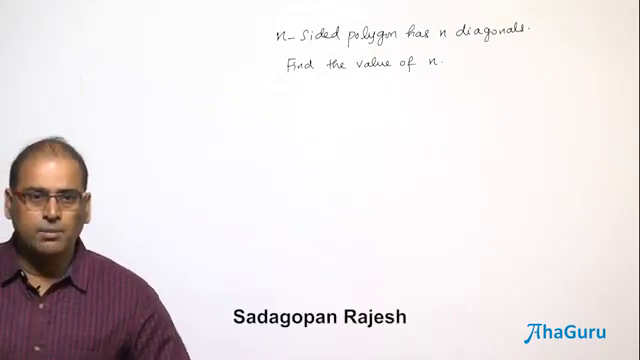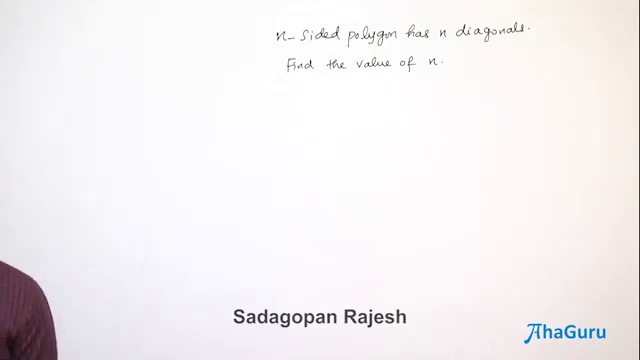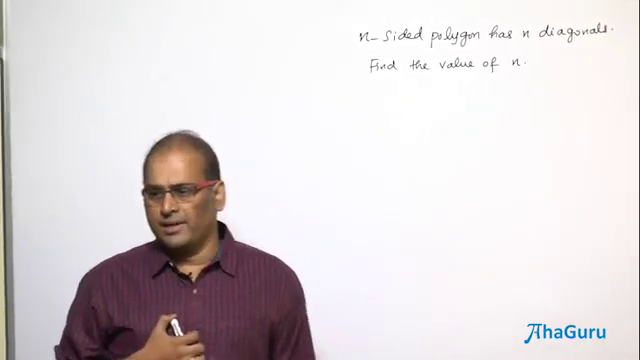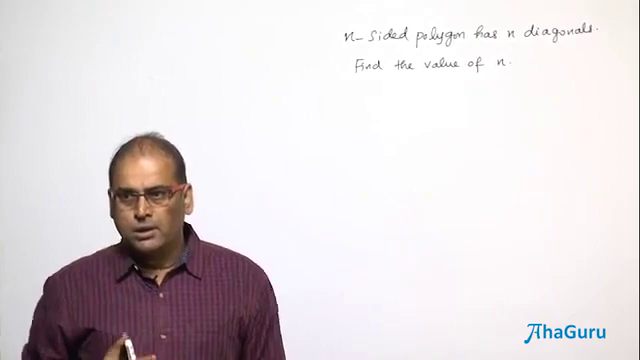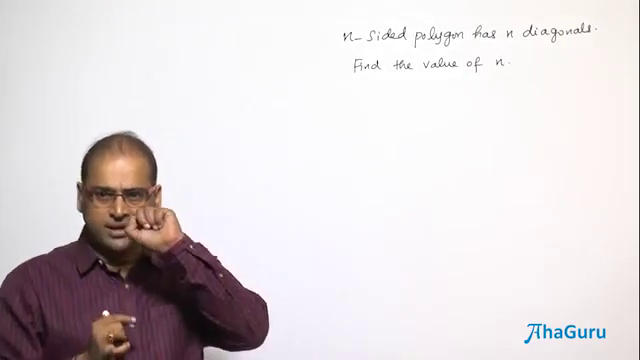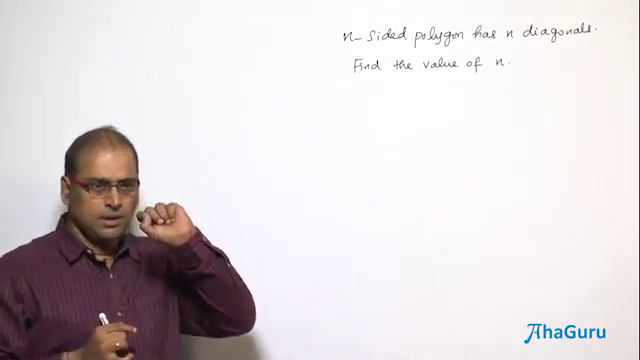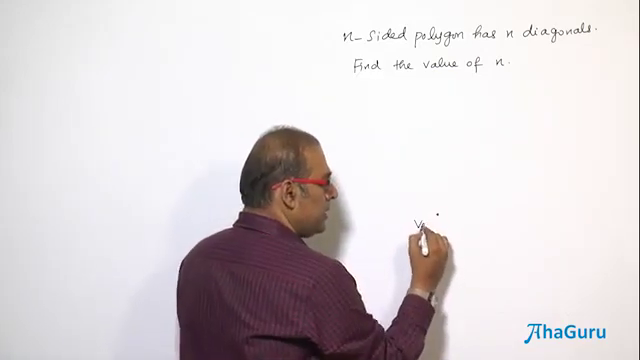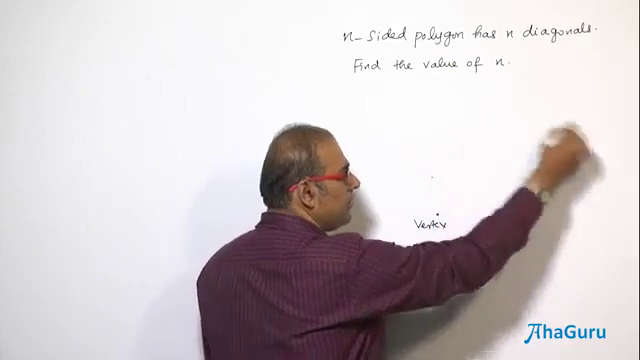So do you know the formula for the number of diagonals of an n-sided polygon? Okay. How did you get that? Let us take one vertex of an n-sided polygon. Remaining, how many do you have? If you take one vertex, how many vertices do you have?